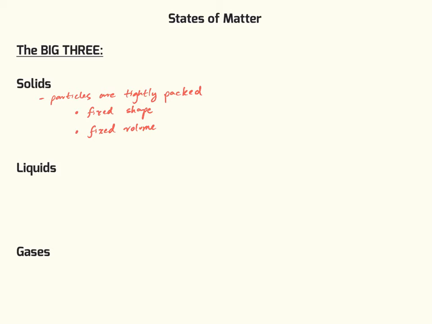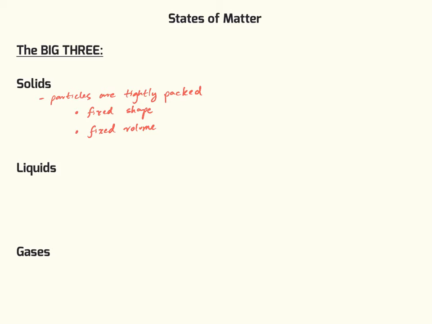Imagine the table that you're sitting at. Those particles are very tightly packed together, so that table has a very fixed shape. I mean, yes, we could lop off a corner of it. We could drill a hole in it. That would change the shape. But without doing anything to that solid, it has a fixed shape. And along with that, it has a fixed volume.